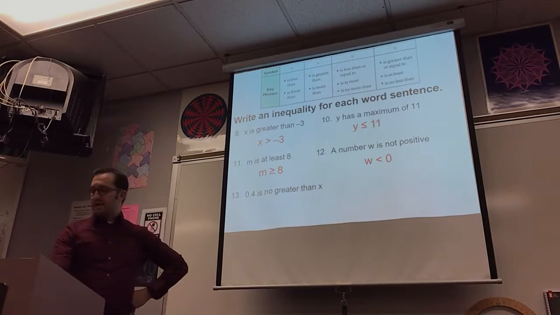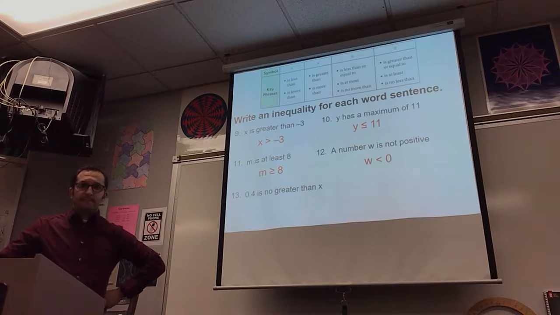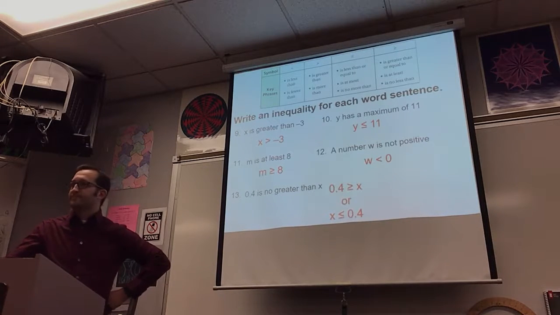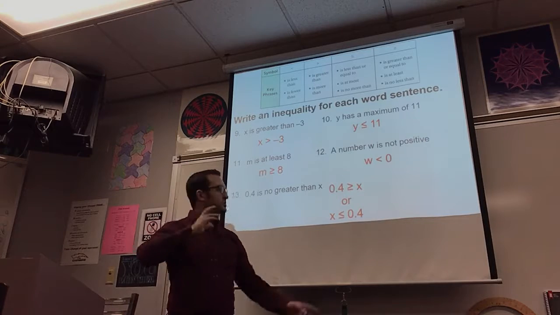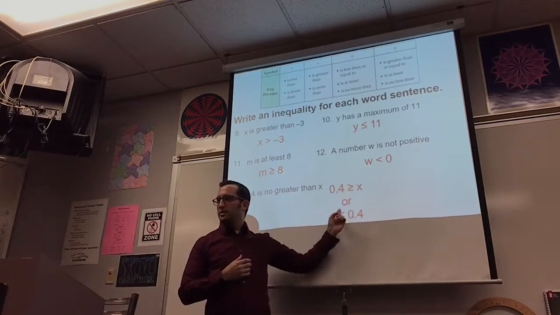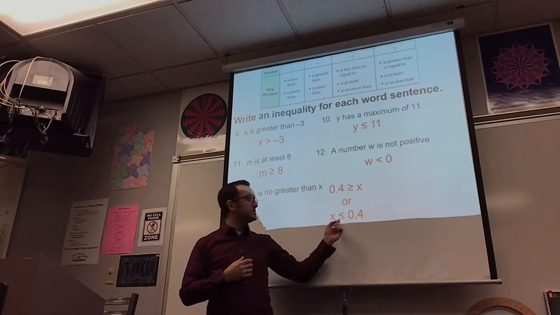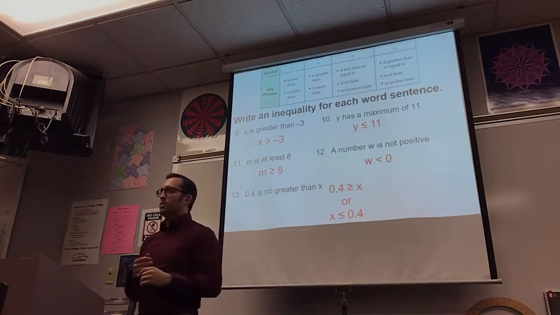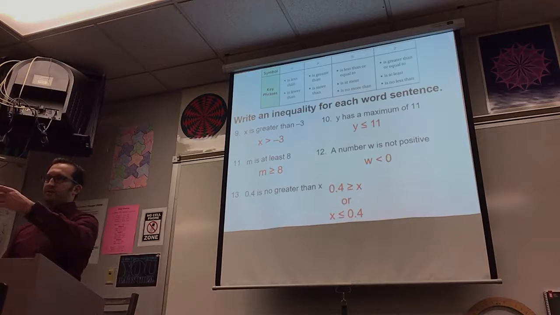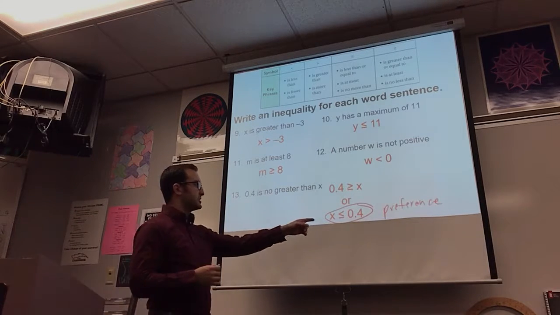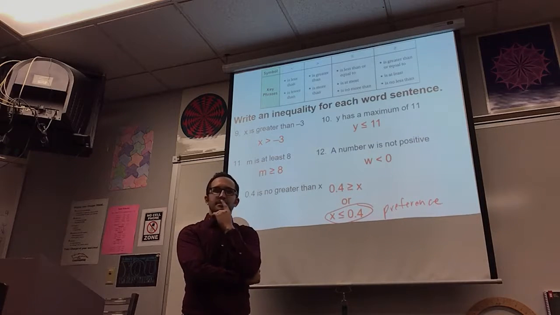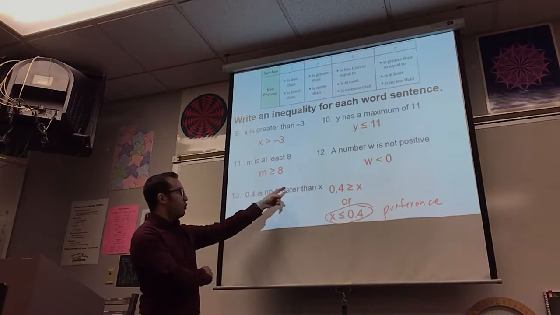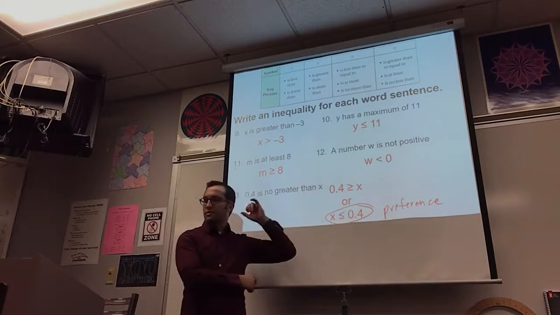Point 4 is no greater than x. Did you get it? Now, do you notice here the direction is different? Which one is the one that I prefer? The bottom. This is my preference, because if I were to graph this, which direction would my arrow go? To the left, right? Point 4 is no greater than. That would be less than or equal to, no greater than.